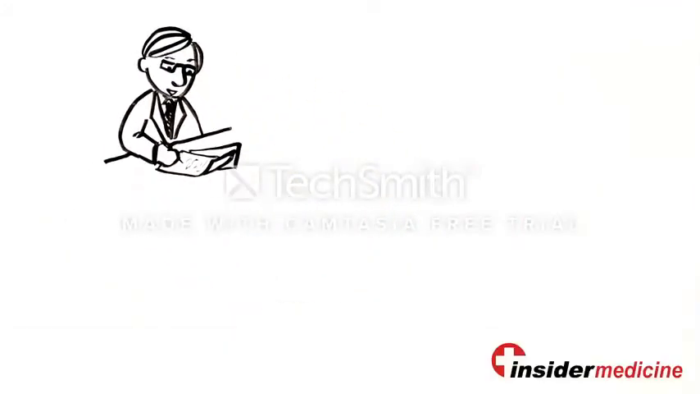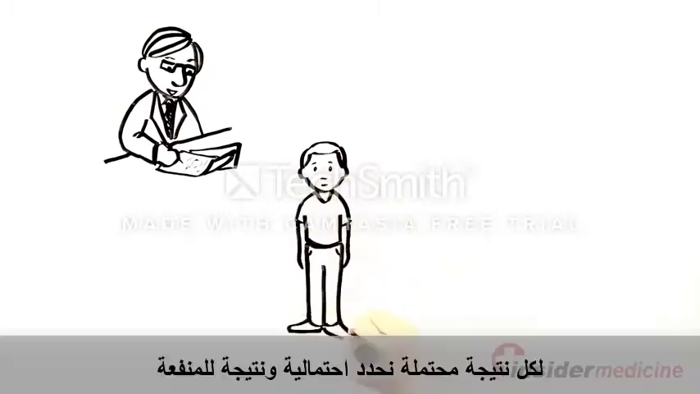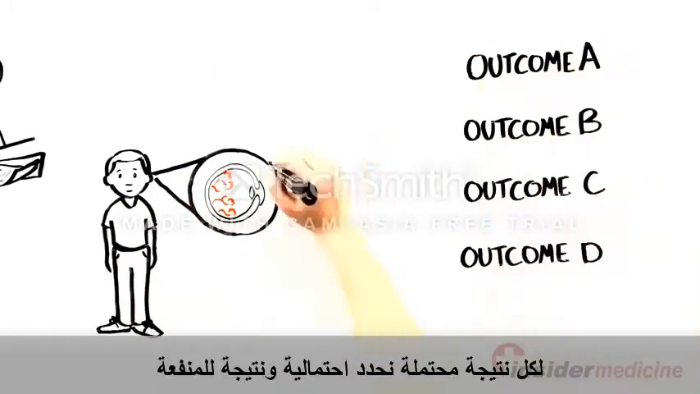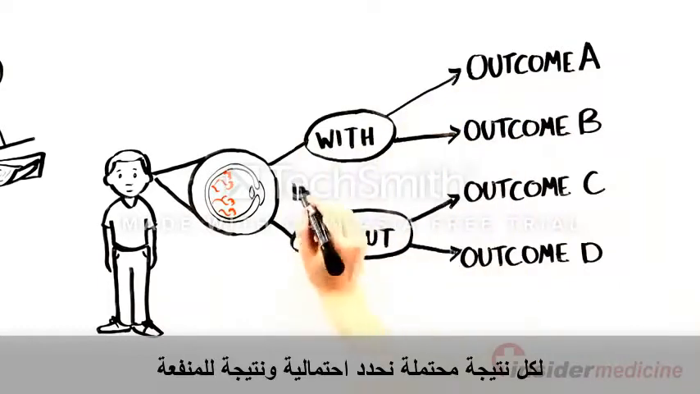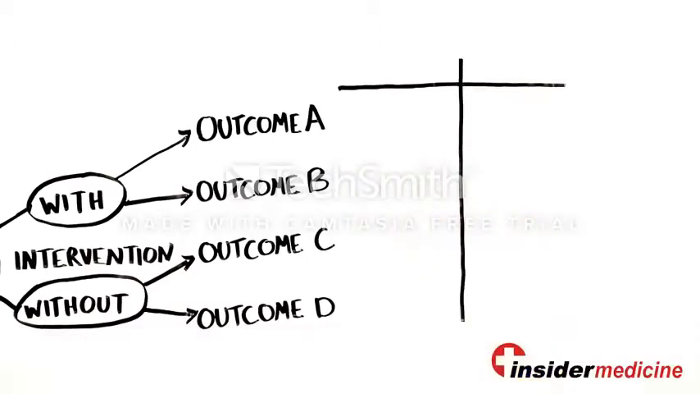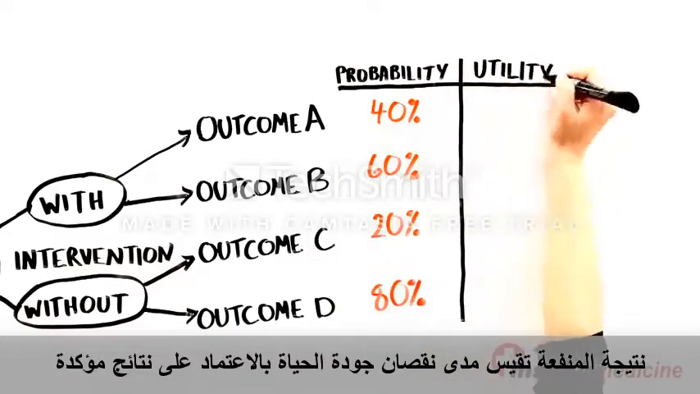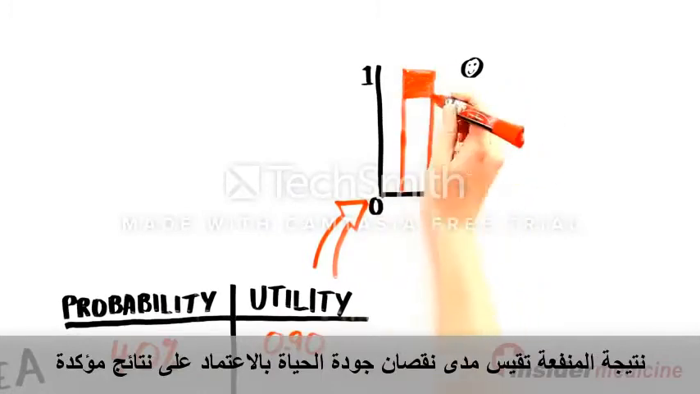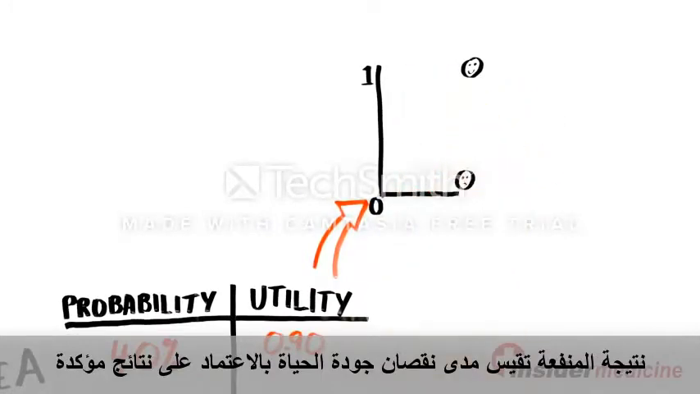Well, what we do is we look at the average person with a specific disease, and then we look at all the outcomes of that disease both with and without the intervention that we are evaluating. For each possible outcome, we assign a probability and a utility score. The utility score is a measure of how much your quality of life would decrease with a certain outcome.